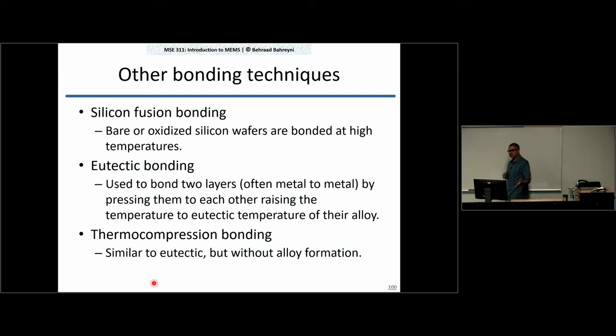Thermocompression bonding is the same process, but instead of relying on the eutectic process, you basically apply pressure so that the two metal layers basically are forced to diffuse into each other, and by raising the temperature and then keeping the pressure on, you form a permanent bond.